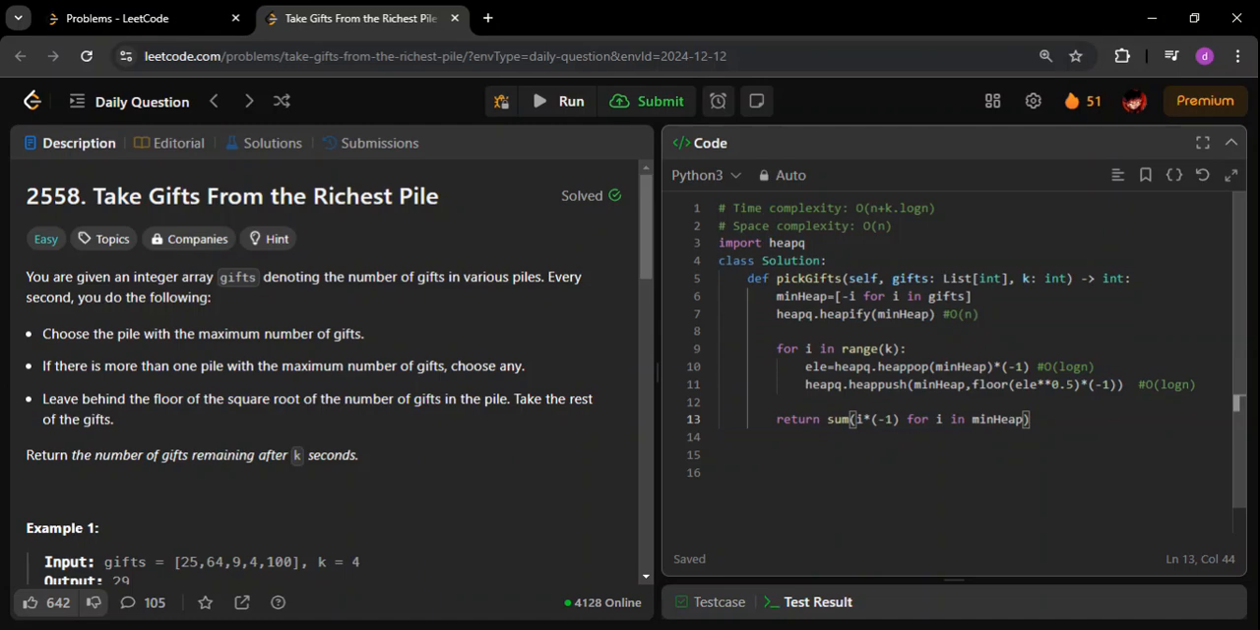As I mentioned, this whole thing is going to take k into log n time. And the heapify part, which is the initial formation of the heap structure, the tree, is going to take O(n) time. So the time complexity is going to be n plus k into log n. And for space complexity, since we are having a separate array for that, it will again take O(n) space because there are n values in it. As simple as that.